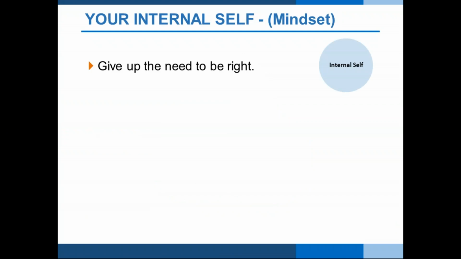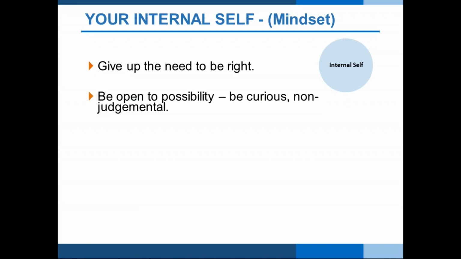The first one is give up the need to be right. If you're the kind of person who has very strong opinions about something, you feel your way is the right way or the only way, then your conversation is going to get stalled right from the get-go. So you want to enter a conversation giving up the need to be right, and being open to possibility and being curious and being non-judgmental, so that you really do want to hear the other person's point of view. Again, this is all a mindset before you go into the conversation.